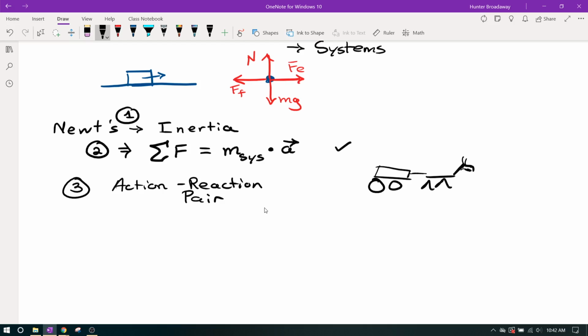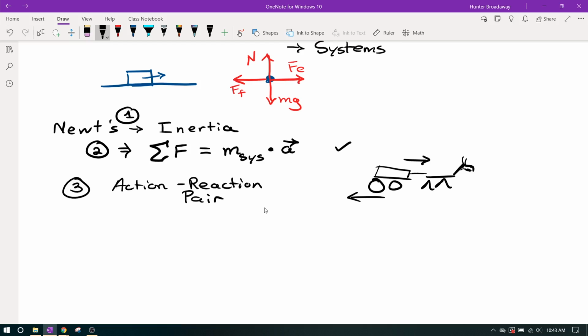If the horse is pulling on the cart, but the cart is also pulling on the horse, how does it even move? The answer is that these are acting on two different systems. Whenever you pull, the cart is going to get pulled this direction, but on the other side, the cart's wheels are going to exert a force on the ground to push it this direction. So is there an equal and opposite reaction pair with everything? Yes, but those things act on two different systems.